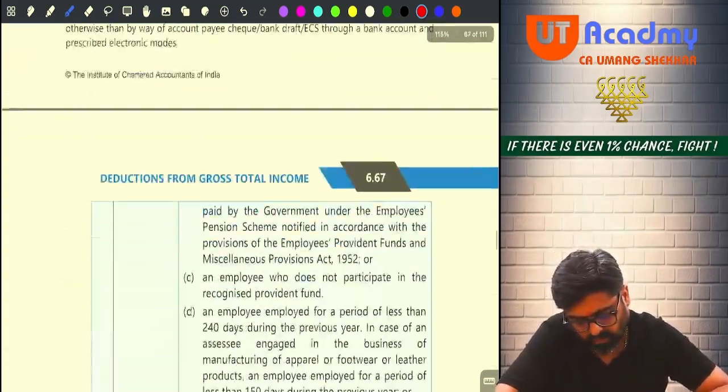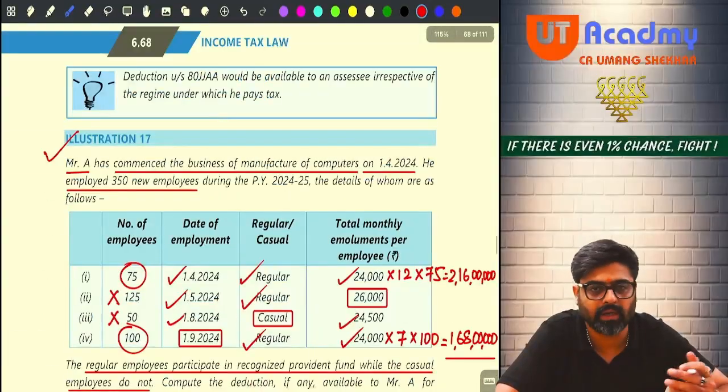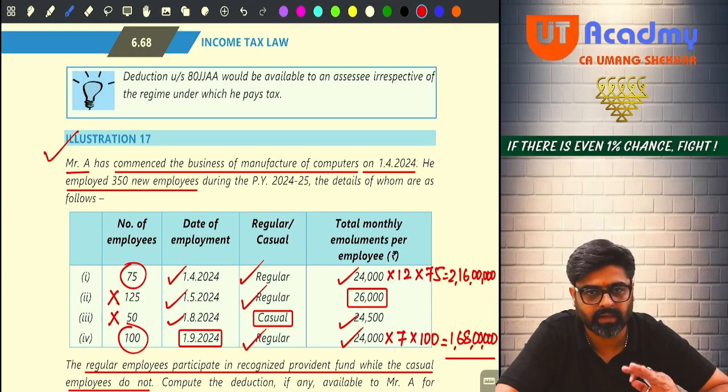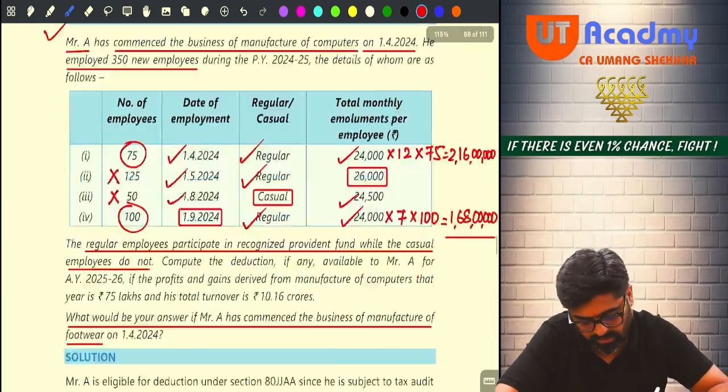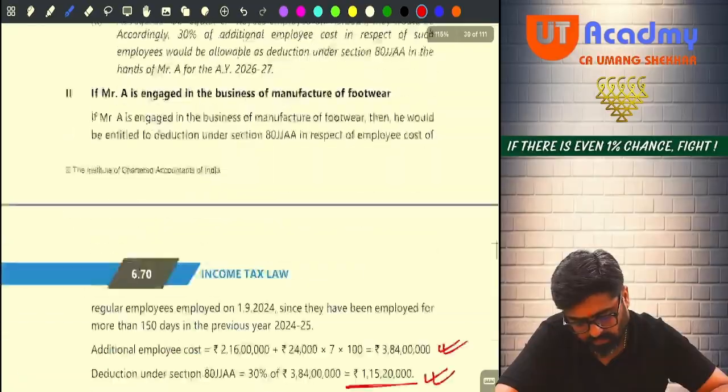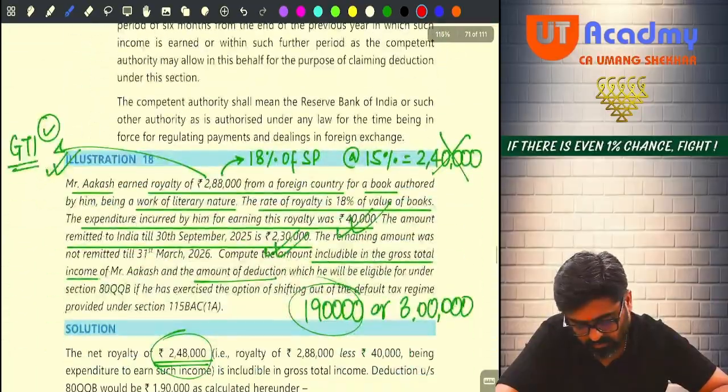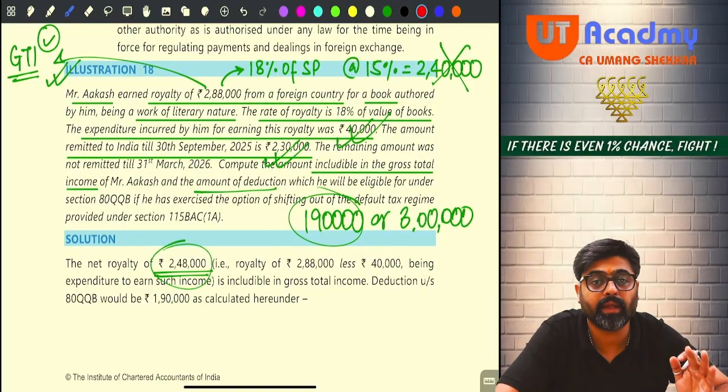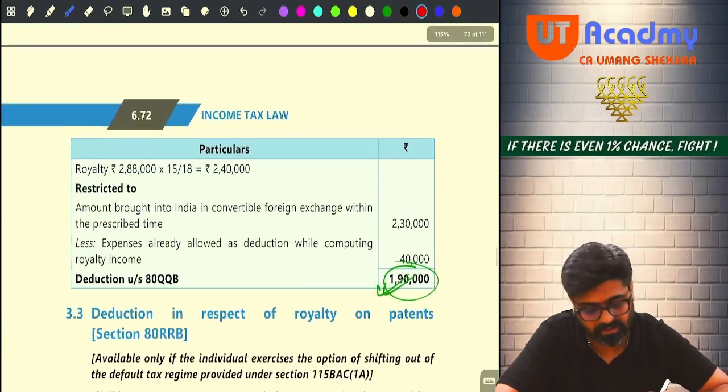Next question. This is illustration 17. We'll do it later after doing 80JJAA. Once we are done with 80JJAA, then we are going to solve this question. Illustration number 17 is pending. 18 we are going to do later when we will be doing 80QQB, because that section is also pending.